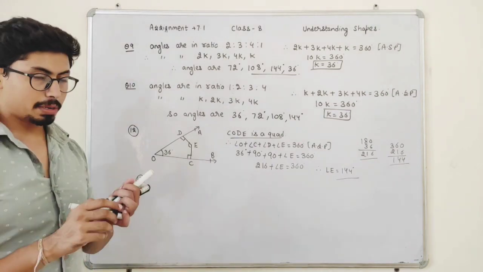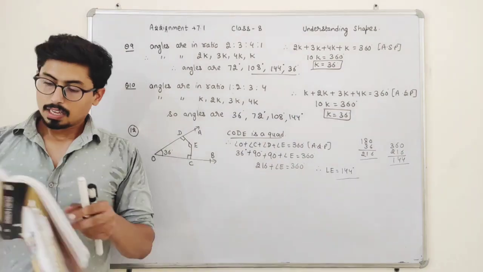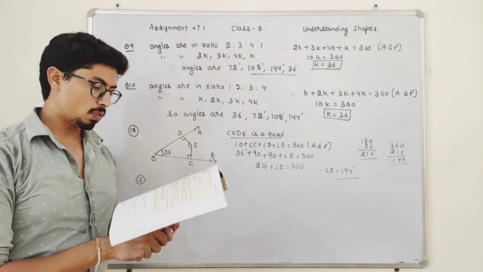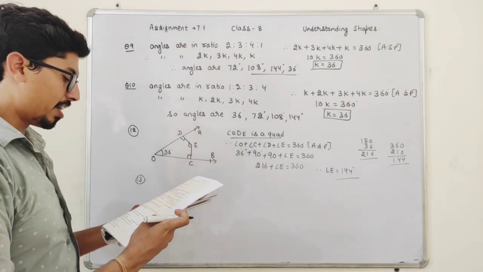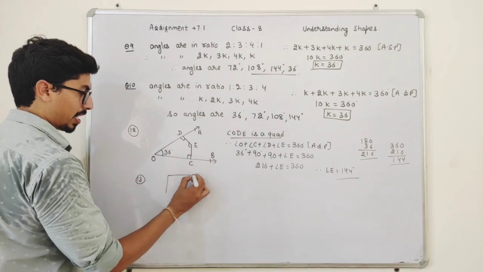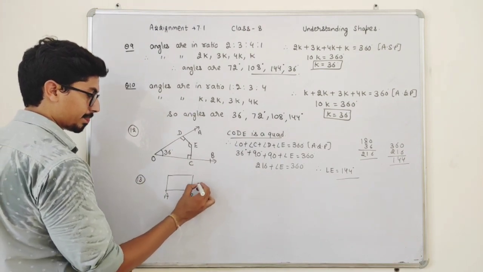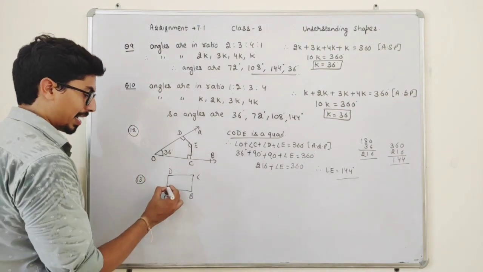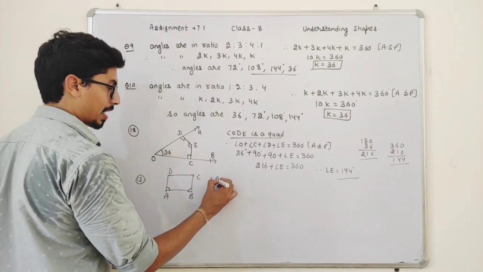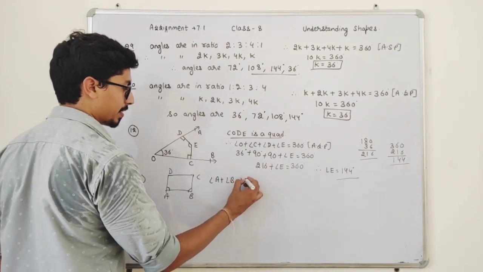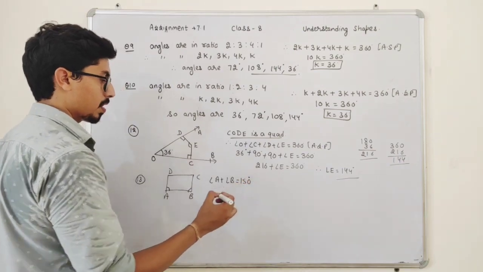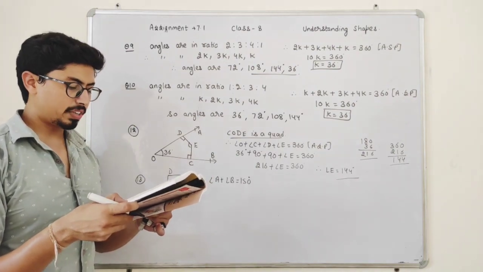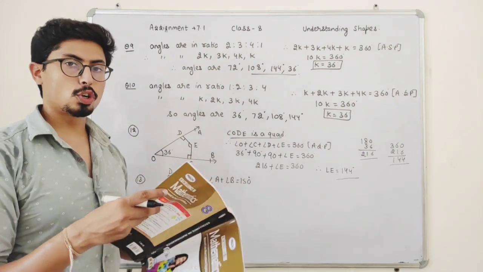students. See, in question number 13, the sum of two angles of a quadrilateral is 150 degrees, and the other two angles are in the ratio 2 : 3. See, if I make a quadrilateral like this, ABCD, the sum of two angles is 150 degrees. Let angle A plus angle B, angle A plus angle B is 150 degrees. Okay. And students, the other two angles are in the ratio 2 : 3.